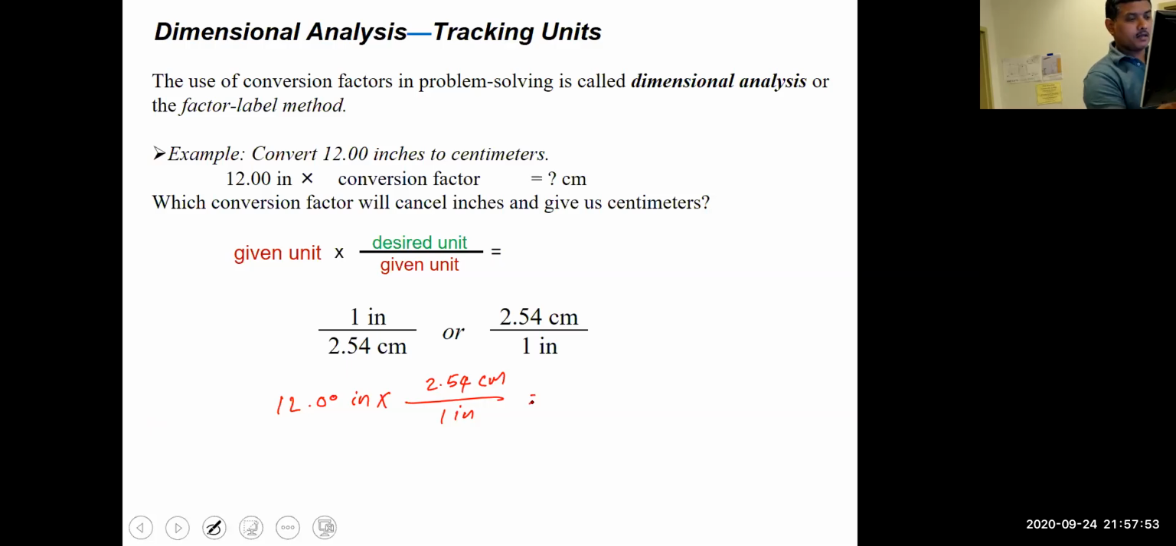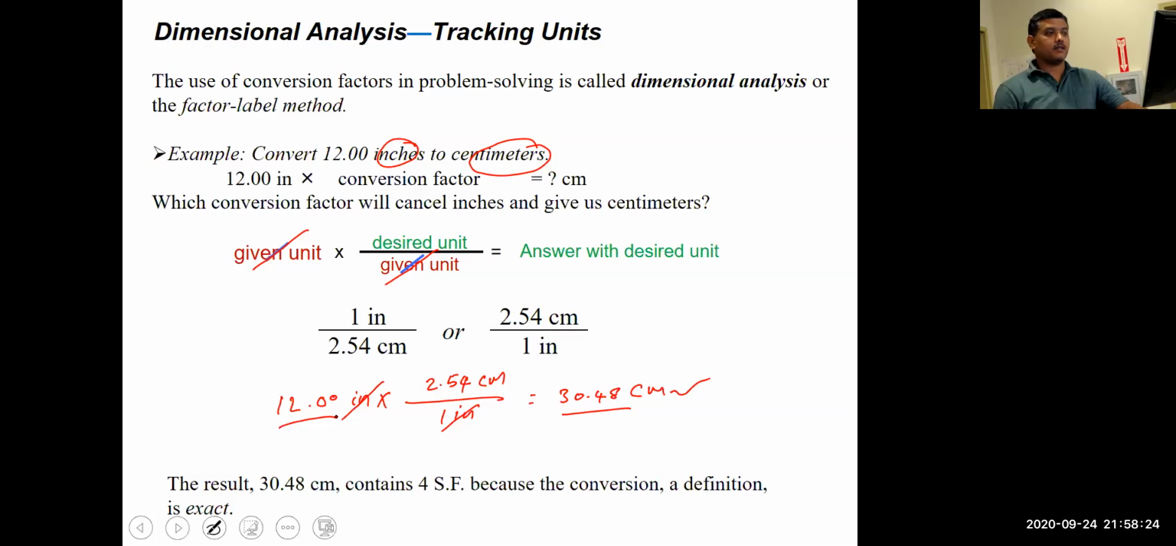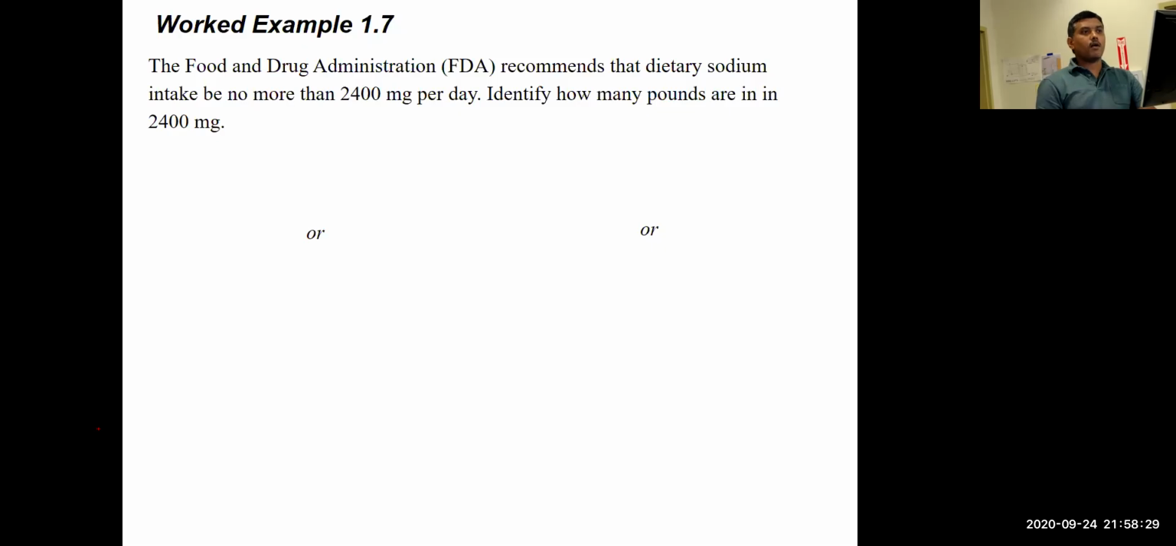If you do the math by canceling out the units, you will end up with 30.48 centimeters. See, you were able to convert inches to centimeters by the end of the calculation because you used this basic step of canceling out the units by keeping them in the numerator and denominator. Here this answer has the correct number of significant figures because you already started with 4 significant figures. So no problem there to worry about. Let's move on and do another problem.